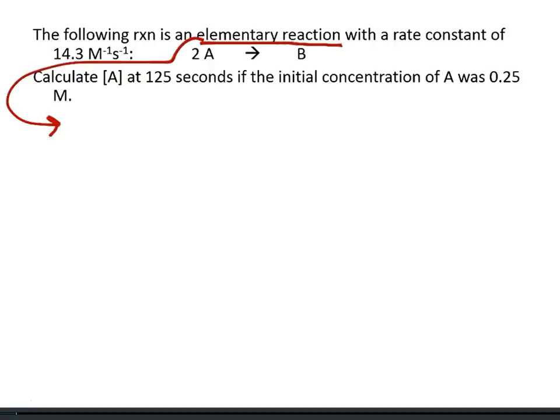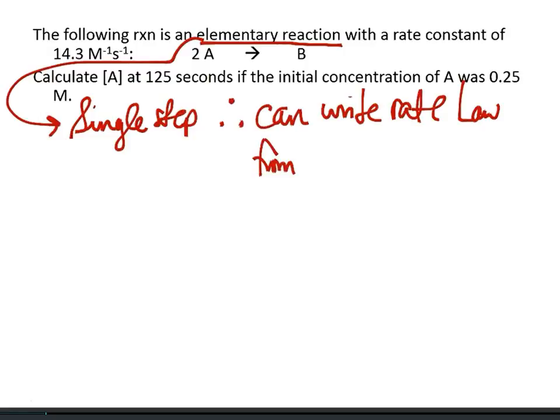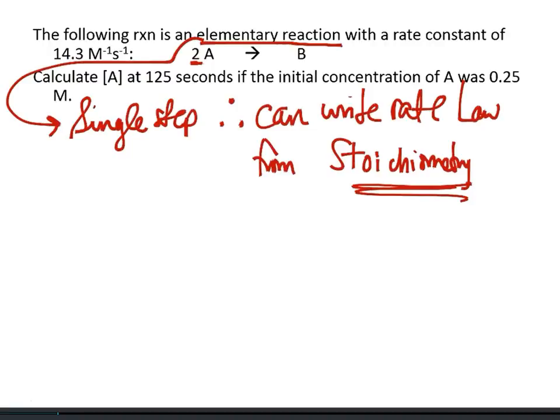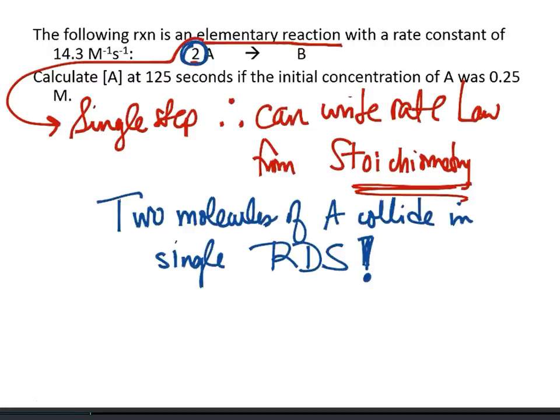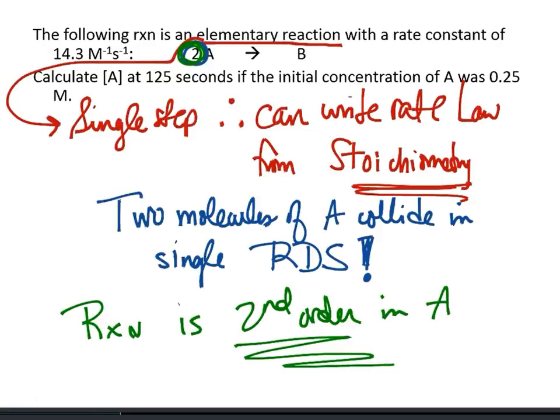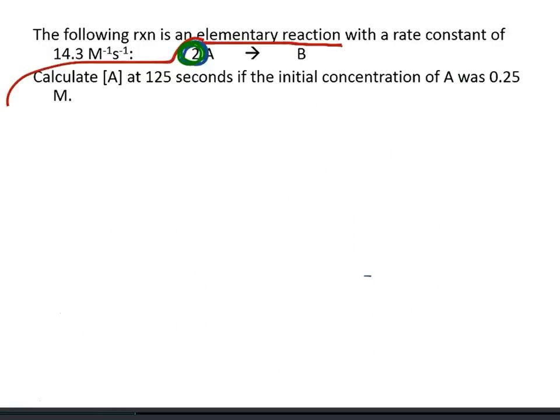If this is an elementary reaction, that means it occurs in one step, which therefore means you can write the rate law from the stoichiometry, which is the same as the molecularity, in an elementary or single step reaction. Because this says a 2 in front of the A, what that means is that a molecule of A collides with another molecule of A in a single step to form 1B. And so therefore the rate would be second order in A. So we need the second order integrated rate law. And so we're going to write that down and then solve the problem.